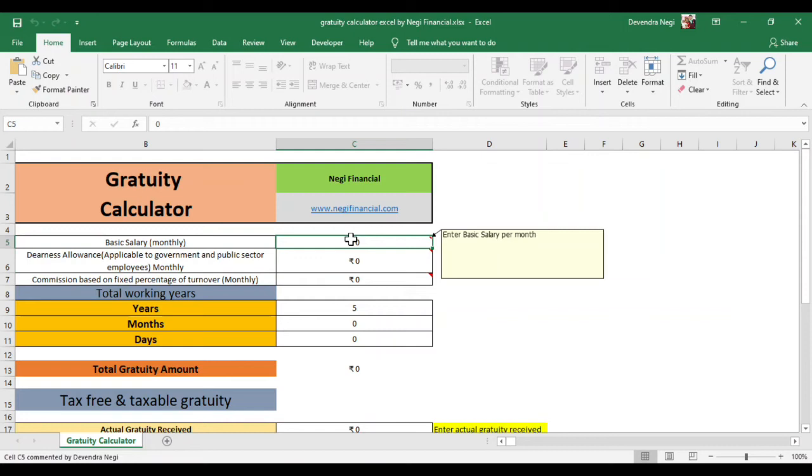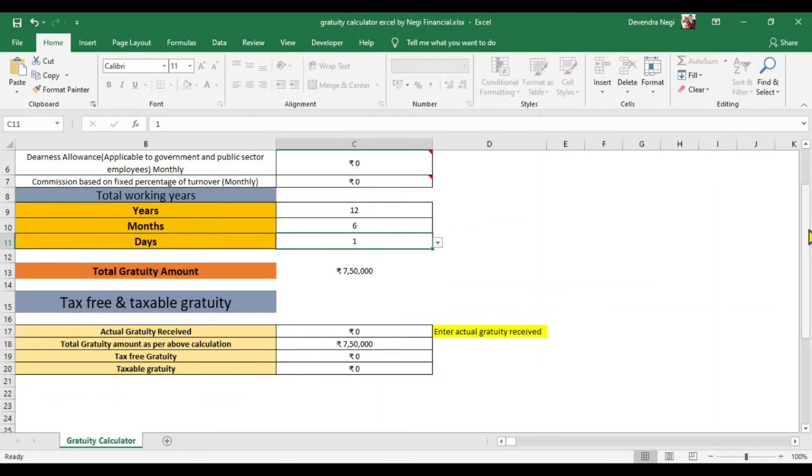So the same amount you can enter: 1 lakh rupees, 0, 0, 12 years, 6 months, 0 days. The amount of gratuity to receive is 6,92,000. If you add 1 day, the amount of gratuity changes.